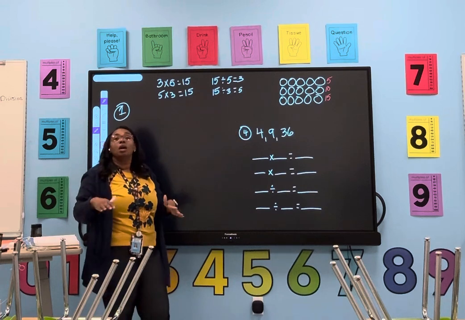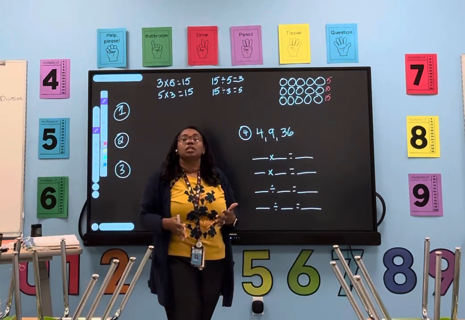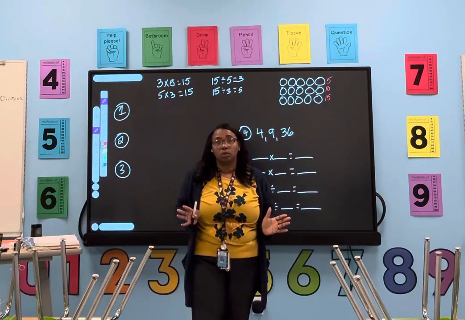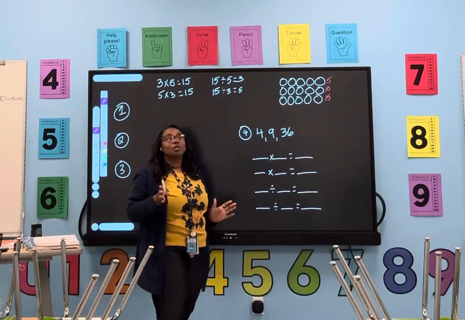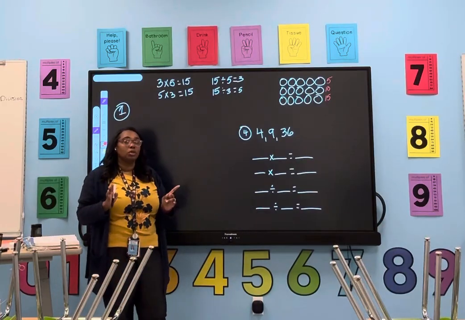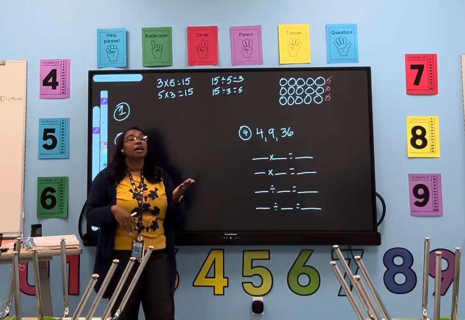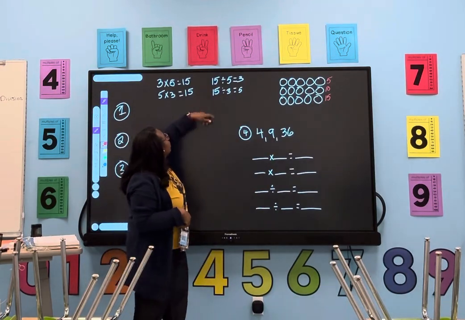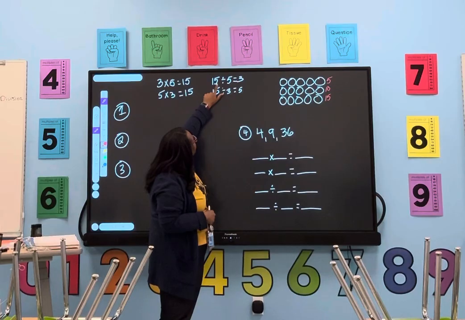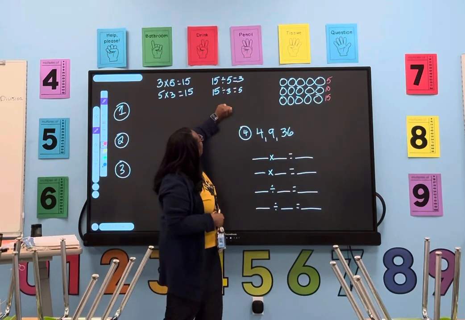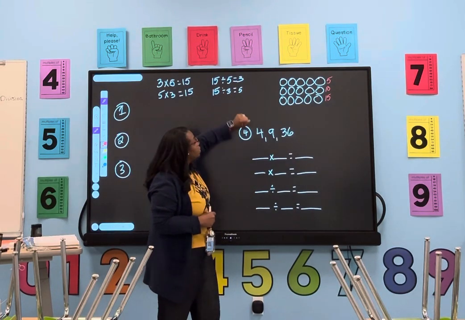Then I have the division equations. Remember, for division, the first number in your division equation is always going to be your total. That won't change. That will always be your total. Now, the other 2 numbers could be your groups, then your size, or they can switch order and have the size and then the group. So this one has 15 divided by 5 equals 3, and then 15 divided by 3 equals 5.